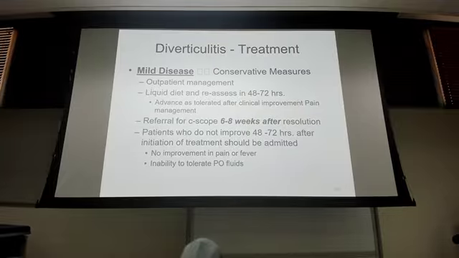Mild: conservative, outpatient. Liquid diet, see them again in about 3 days, make sure they're coming along. After their acute diverticulitis resolves, in a couple of months, 6 to 8 weeks, then we refer them for the scope. Not before then.